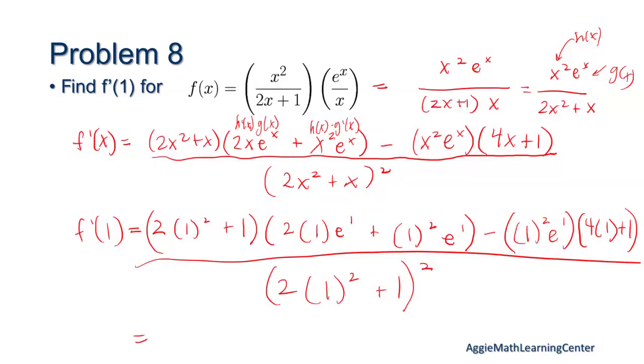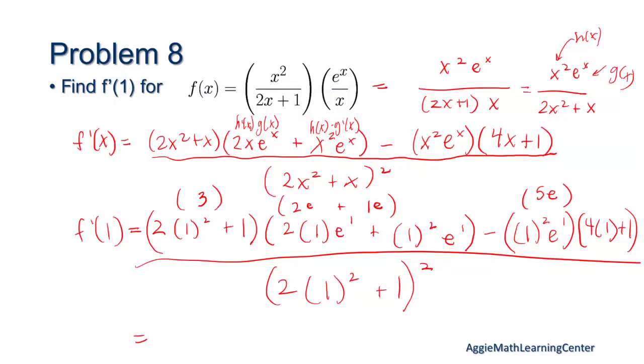So 2 times 1 squared would just be 2, right? Plus 1, that gives me 3. 2 times e is just 2e. And then 1 squared is 1 times e to the 1. So I have 2e here plus 1e will give me 3e there. And then I'm subtracting. This I will still keep in parentheses because I don't want to mess up that negative sign. Okay, so I have 1 squared times e, which is just e, times 4 plus 1 is 5. So that's minus 5e.